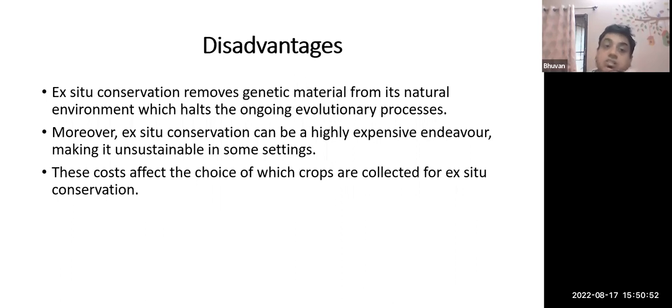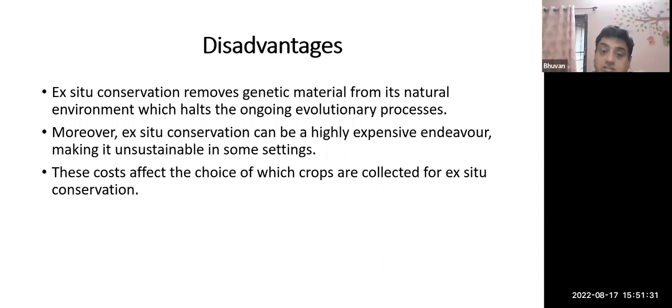Next, we will talk about the disadvantages. If we talk about the disadvantages, the ongoing evolutionary process is basically halted, because we remove the genetic material from the field. So the evolutionary process is hampered. In the natural surroundings where newer varieties are evolving, that process is hampered in this scenario. It is also an expensive endeavor, because we have to conserve the agrobiodiversity in a controlled environment, and for that we need large expenditure.